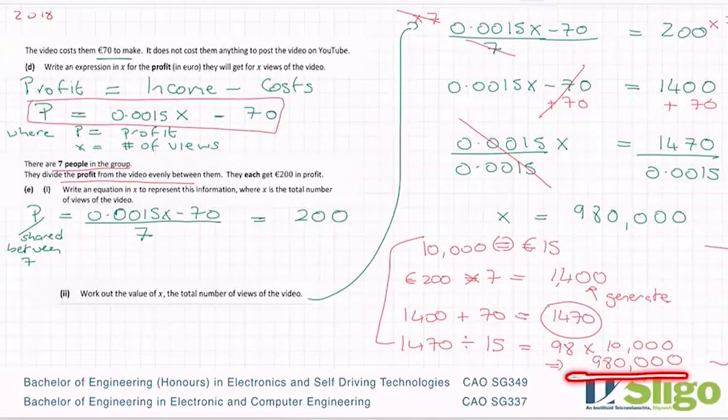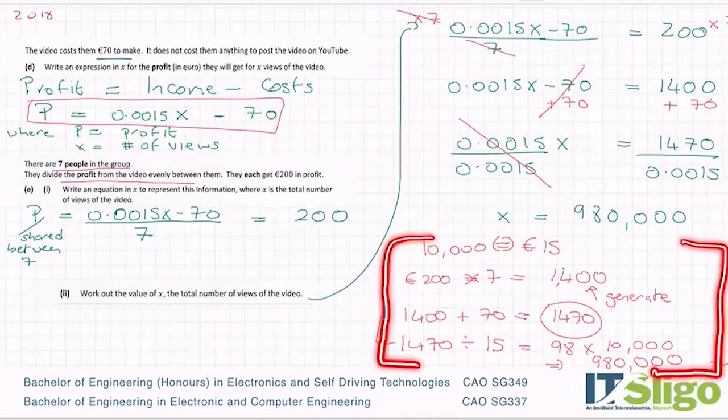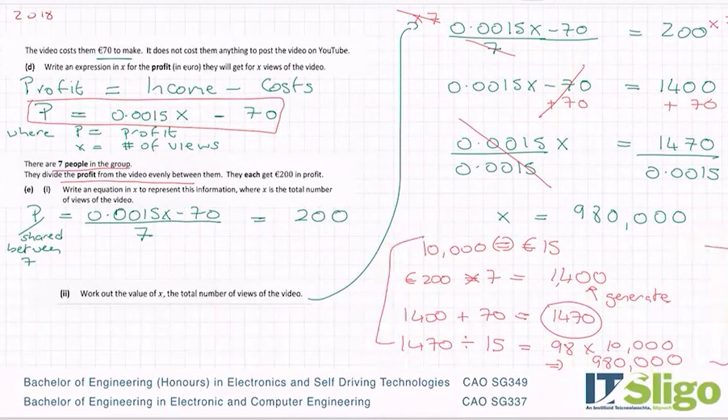Okay, so there's always, or in many cases, there's more than one way to do a sum. Okay, this is very much an algebraic way. This is more of, I suppose, an intuitive way if you're familiar with YouTube and how it works for a number of views and how revenue is generated.